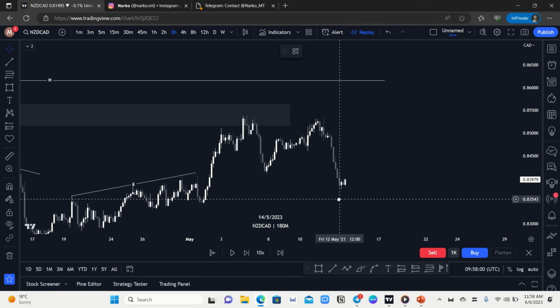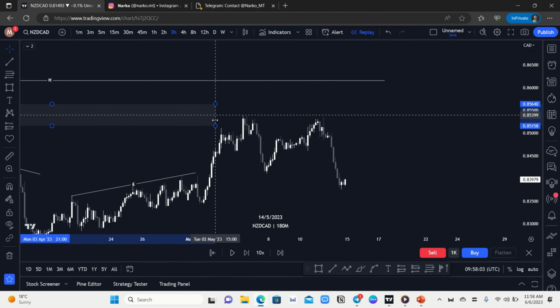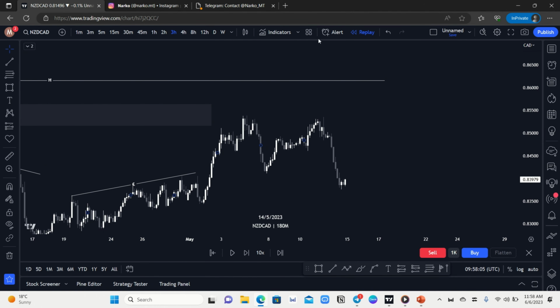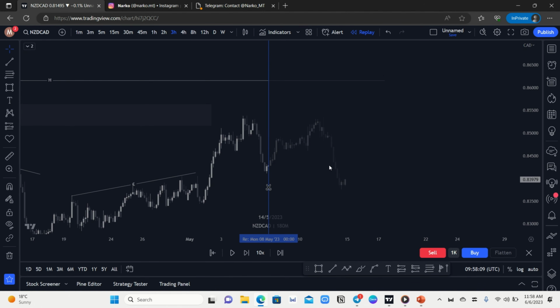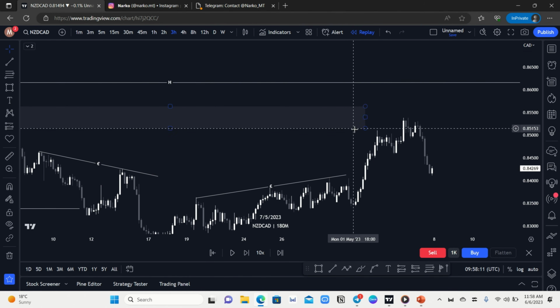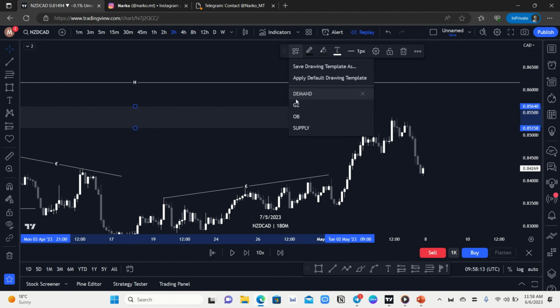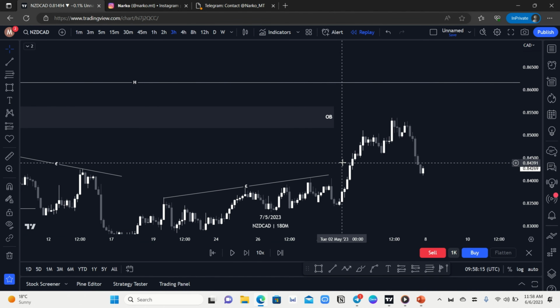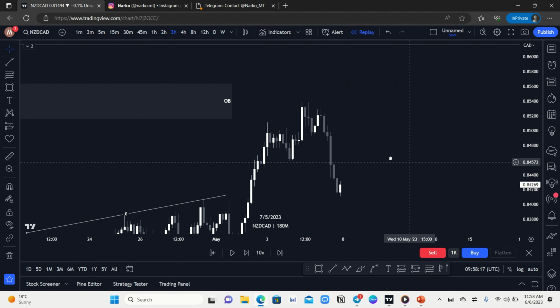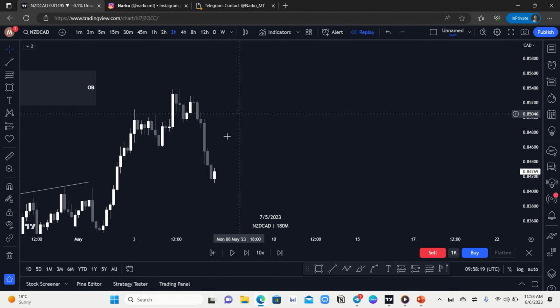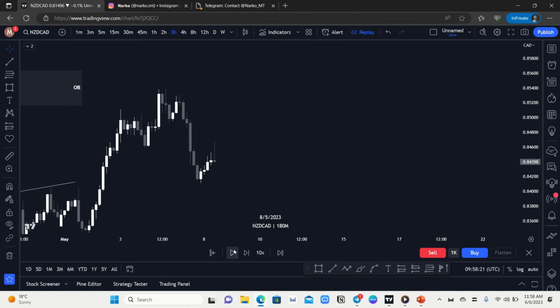Okay, so now another example with this change of character here. Let me just take price back to here. So now mind you, we still have this weak entry here. We can call that our order block. So moving on to the lower time frame.